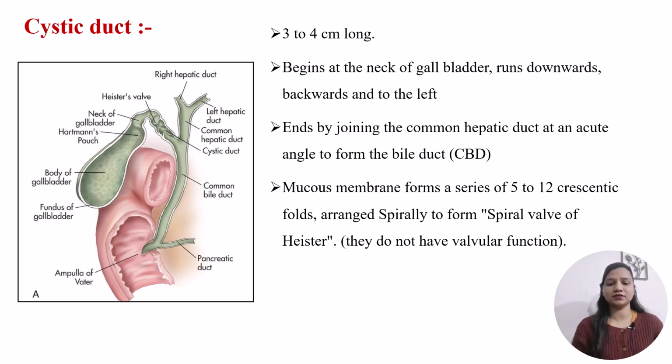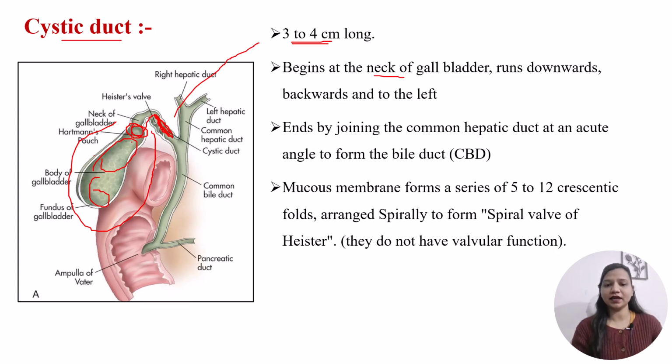First, we'll see what the cystic duct is. The cystic duct here is 3 to 4 centimeter long. We have already discussed the gallbladder and its three features, including the fundus, body and neck of the gallbladder. We have discussed that the neck of the gallbladder continues with the cystic duct, and this cystic duct is 3 to 4 centimeter long.